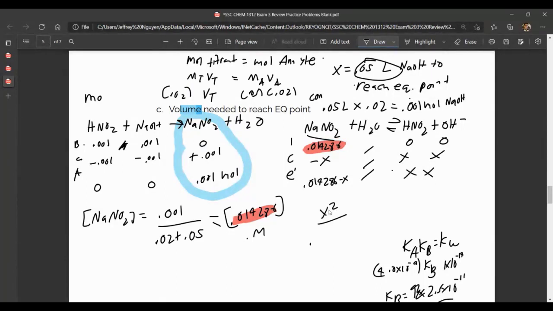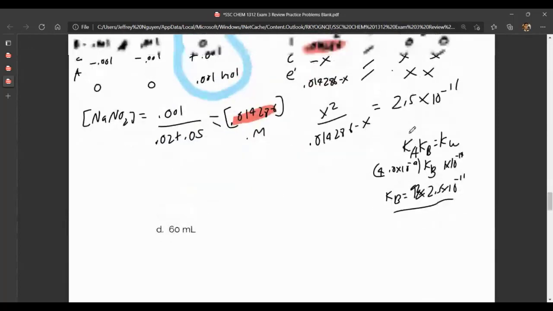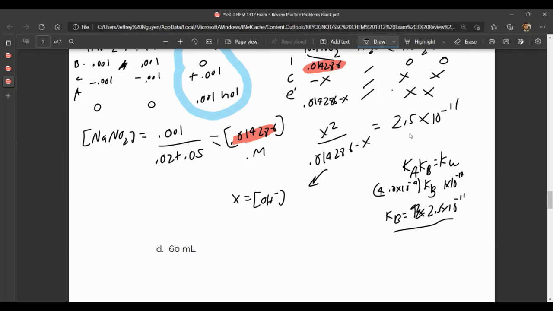So x squared is that. Solving the ICE table, we get this is equal to that number, which is the Kb. Okay. And so when we solve this, use your 5% approximation rule. I'll go ahead and tell you that it works. So x, which is your hydroxide concentration, is going to be 5.97 times 10 to the power negative 3.